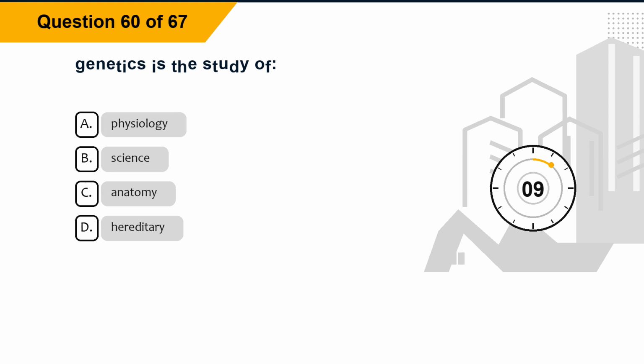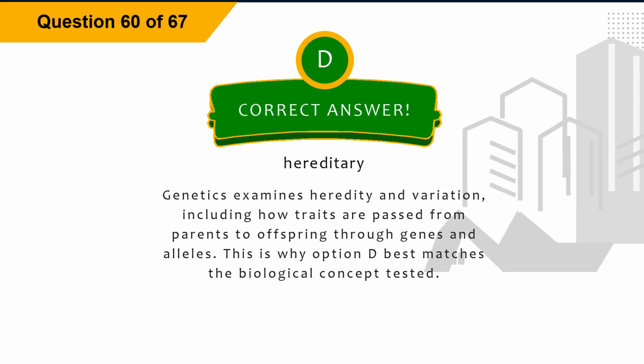Question 60. Genetics is the study of. Option A. Physiology. Option B. Science. Option C. Anatomy. Option D. Hereditary. The correct answer is option D. Hereditary. Explanation. Genetics examines heredity and variation, including how traits are passed from parents to offspring through genes and alleles. This is why option D best matches the biological concept tested.